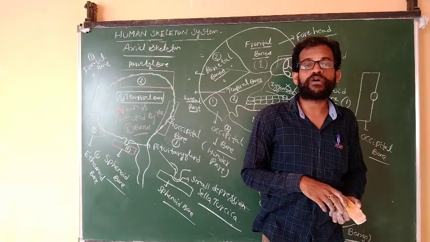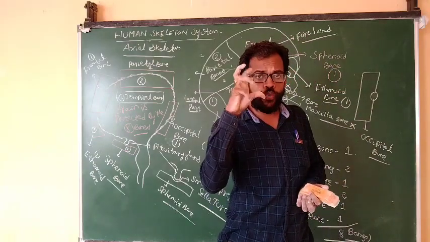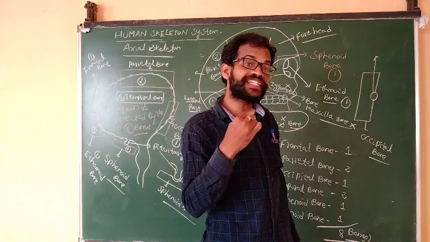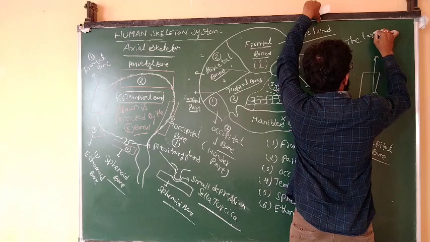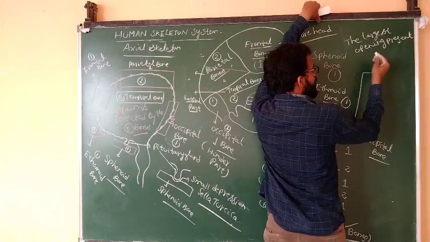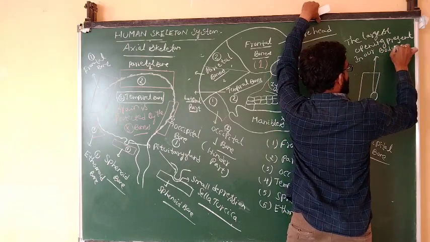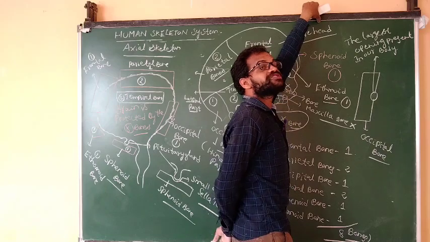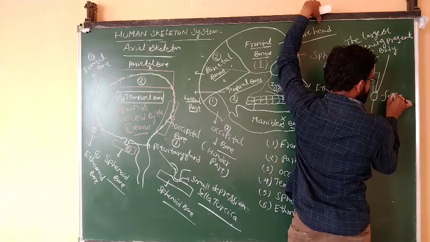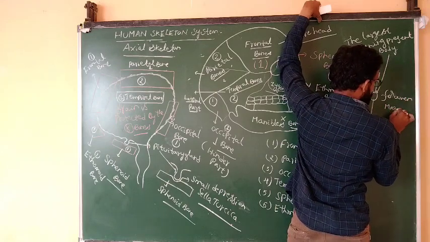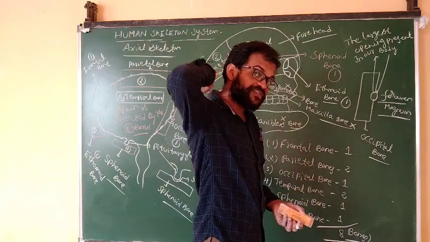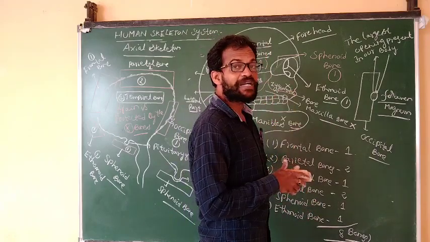This occipital bone consists of a large hole, the largest opening present in our body. This opening is known as the foramen magnum. It is the largest opening present at the back of the skull. The occipital bone consists of the largest opening, which is nothing but the foramen magnum.